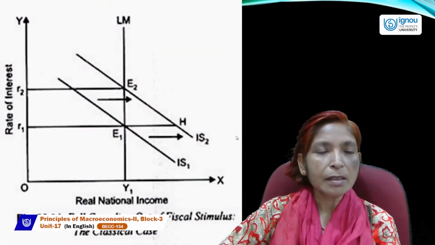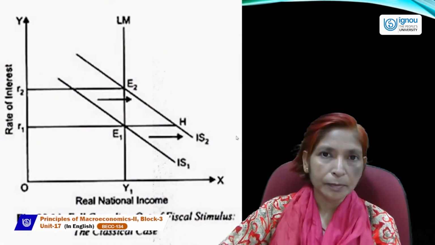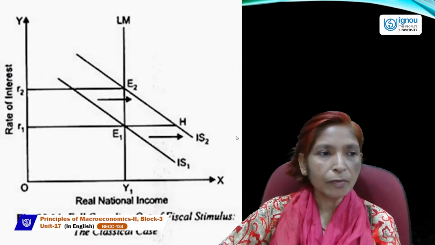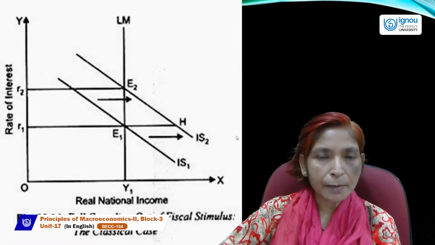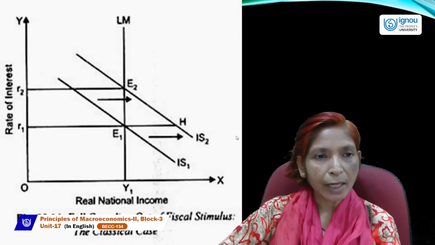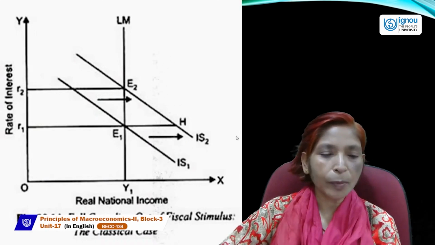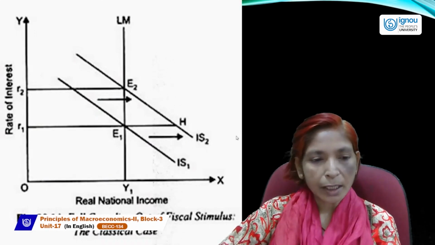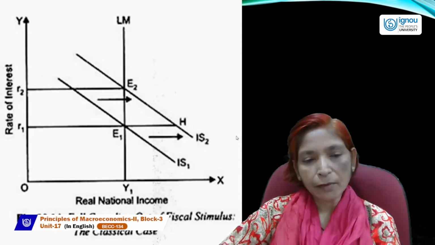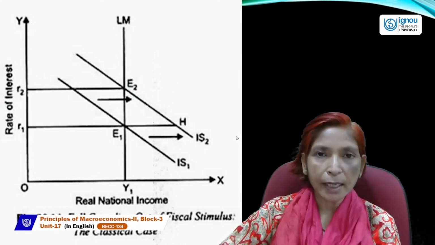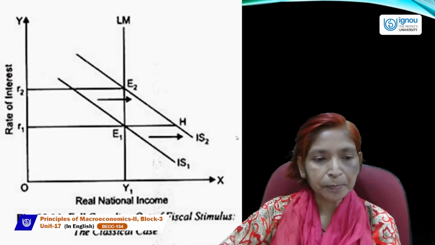Another case is the vertical LM curve. Here, if we take a vertical LM curve, which is parallel to the y-axis, first we draw the vertical LM curve and the IS curve, which always slopes downward, where both curves intersect each other. The equilibrium point E1 will be determined. At this equilibrium point, the rate of interest will be R1 and the level of income is Y1.